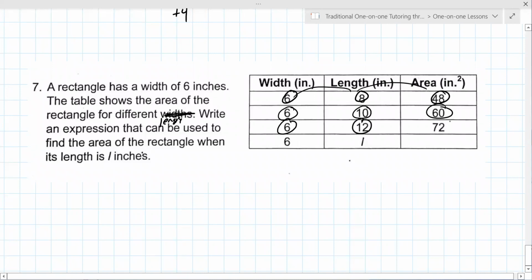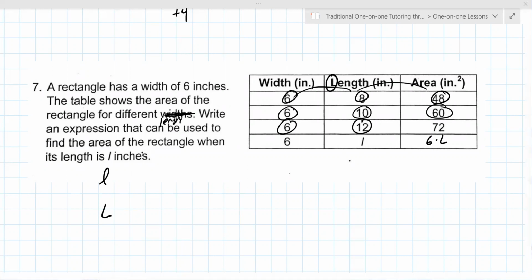See. So I like to use a cursive L. I don't know if you've learned cursive, but this looks a lot like a 1 or an I, so you can use an uppercase L. That's also a good one, first letter of length. But this is 6 times L or 6L. Any questions on that?